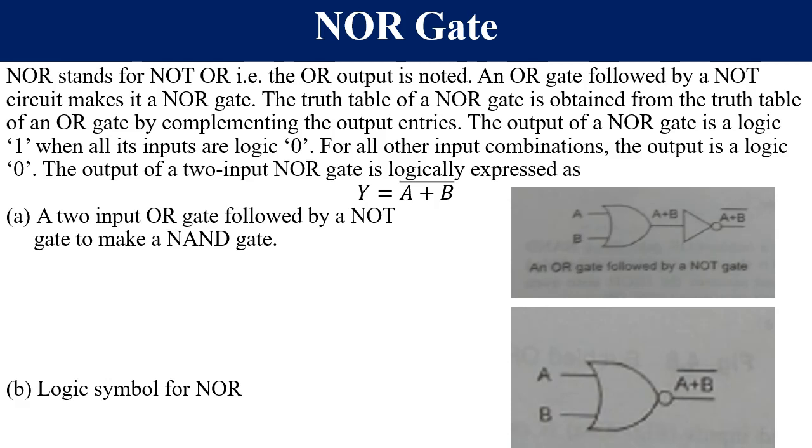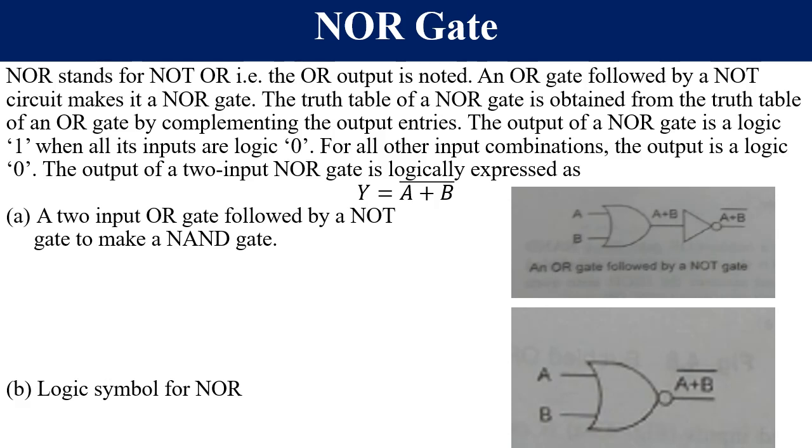The first universal gate that we are going to look at is called a NOR gate, and NOR stands for not OR. The output is negated. Also, an OR gate followed by a NOT gate makes a NOR gate. And also, the truth table for a NOR gate is obtained from the truth table of an OR gate by inverting the output. So the output of a NOR gate is a logic 1 when all its inputs are 0 or are low. For all the other combinations, the output is low, or it's a 0.